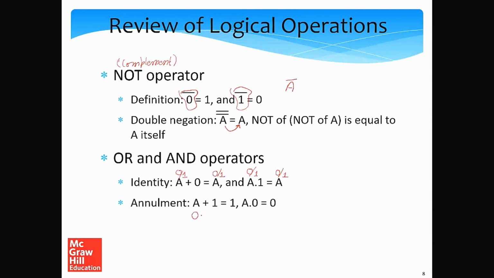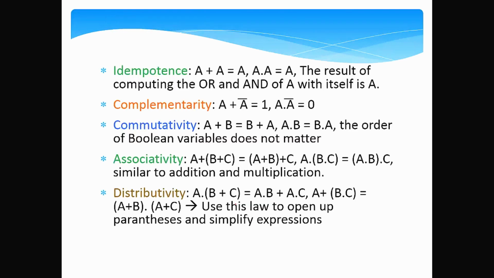If A is 0, 0 or 1 is 1. If A is 1, 1 or 1 is 1. We can similarly verify the property of annulment for this, that any Boolean number ANDed with 0 is 0. So in this case, if A is 0, 0 and 0 is 0. Even if A is 1, 1 and 0 is 0. So we can use a similar logic to prove properties for all kinds of Boolean formulae.